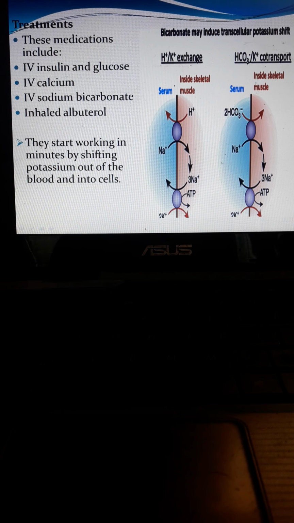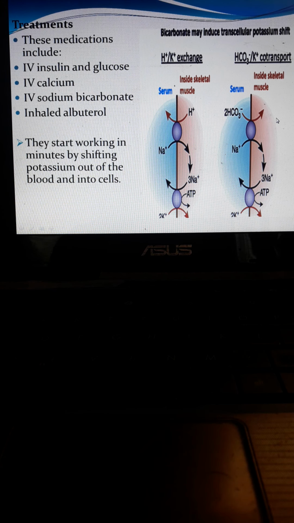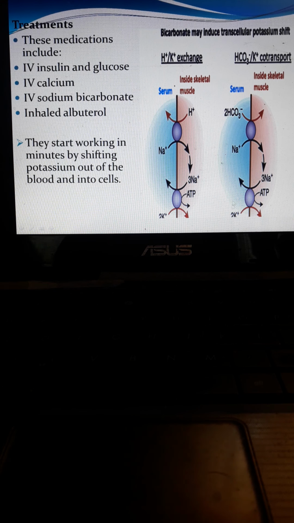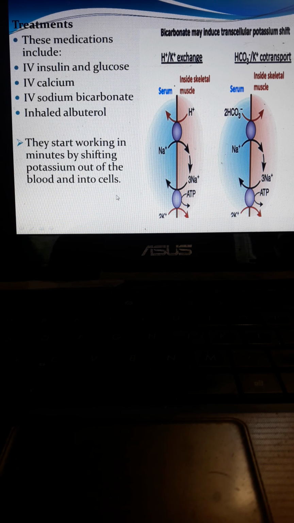Okay, for bicarbonate, when sodium bicarbonate enters the body, it splits into sodium plus bicarbonate. The bicarbonate enters via the sodium bicarbonate channel, and sodium ion exchanges with 2 potassium ion. So that is 3 sodium exchanging with 2 potassium ion, which is considered to be active transport. Based on these two mechanisms, as you can see, there is a movement of potassium ion from outside to inside the cells.